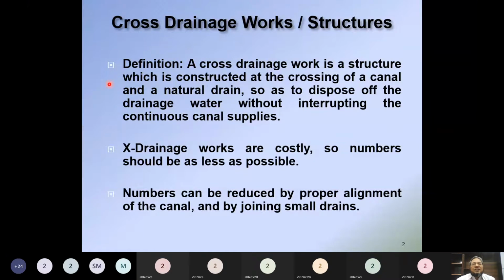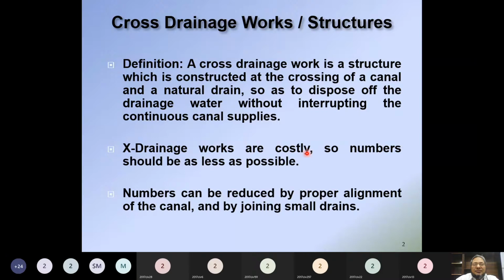Here the definition of the cross drainage structure is given, which we have already discussed. Let us read it. A cross drainage work is a structure which is constructed at the crossing of a canal and a natural drain, stream or river, so as to dispose of the drainage water without interrupting the continuous canal supplies. So that is a cross drainage work or cross drainage structure.